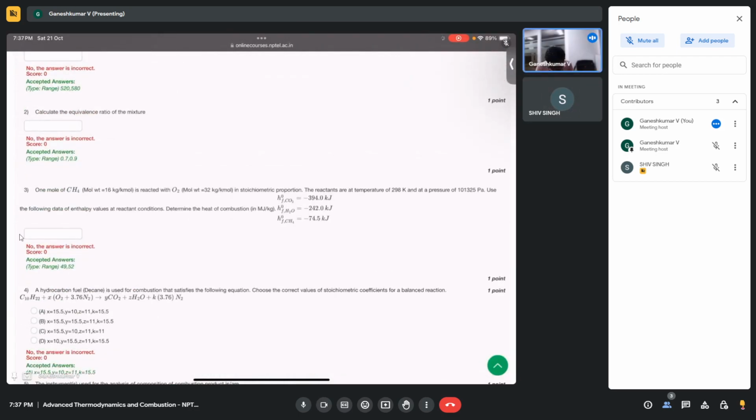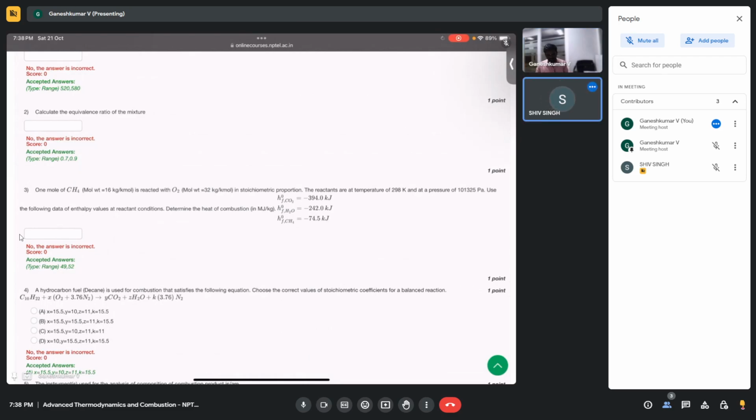So 1 mole of CH4 is reacted with O2 in stoichiometric proportion. The reactants are at this temperature and the pressure is this. Use the following data of enthalpy values at reactant conditions. Determine the heat of combustion. Okay, so what is the problem you are facing?